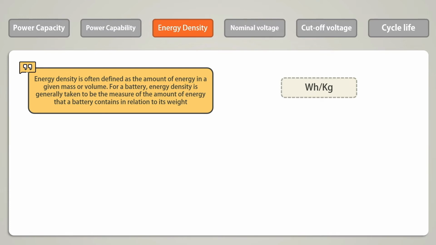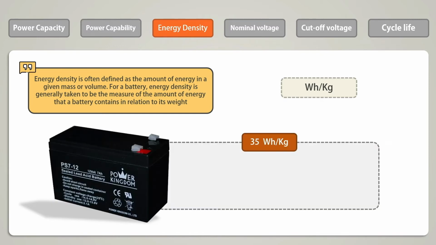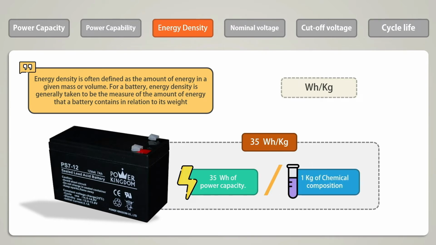A watt-hour is a measure of electrical energy that is equivalent to the consumption of 1 watt for 1 hour. For example, 35 watt-hours per kg, the lead-acid battery standard energy density, implies that it provides 35 watt-hours of power capacity for 1 kilogram of chemical composition.